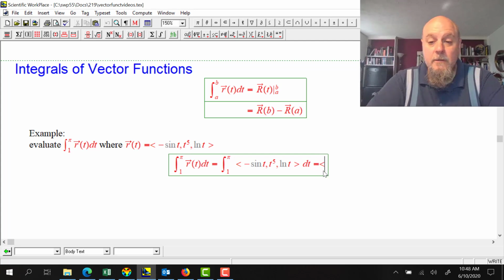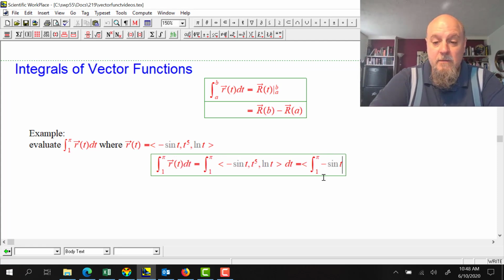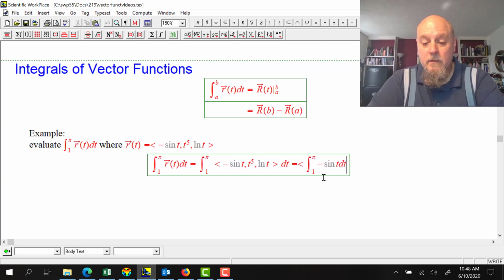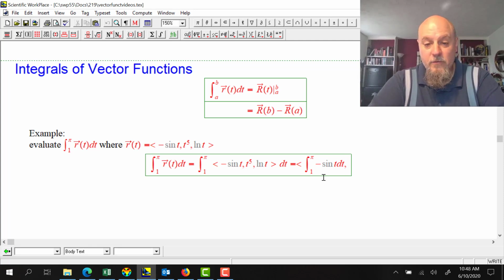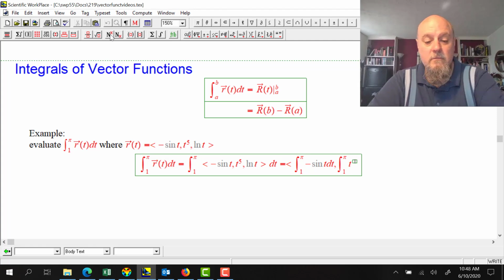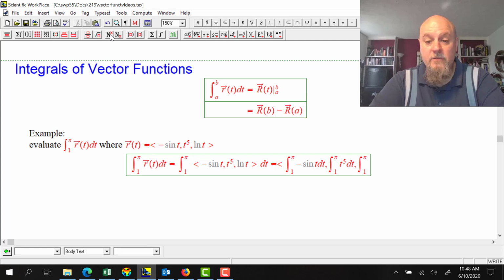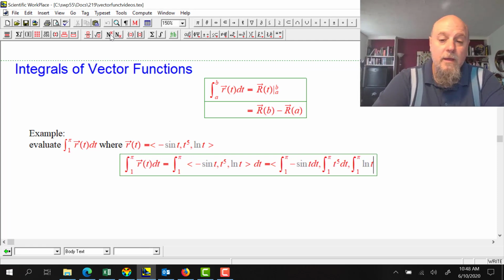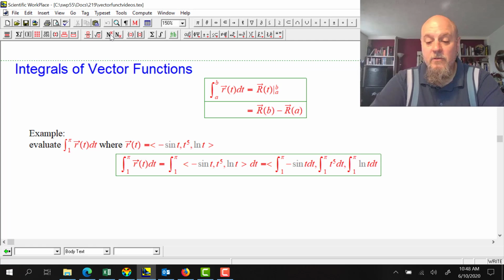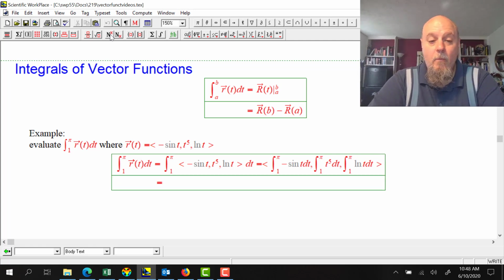So the first piece then is going to be integrate minus sine t dt. So that would be integrating the first component, integrating the second component, integrating the third component. Okay, I got to remember how to integrate ln t. That's an integration by parts thing, or maybe we just have the rule memorized. It's going to be then a vector.